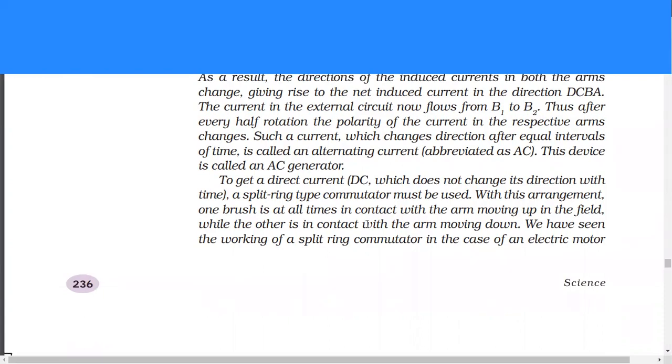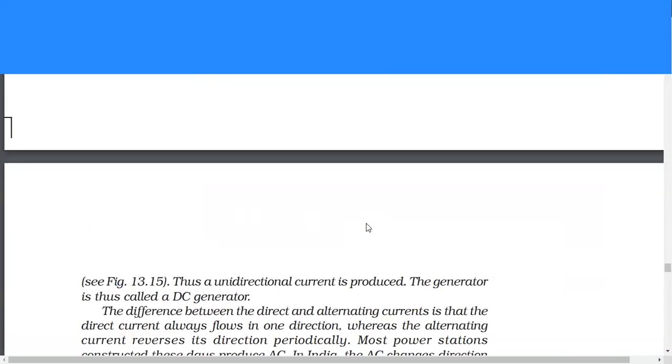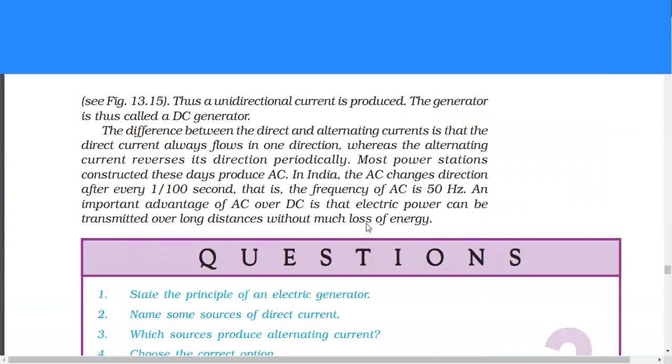To get a direct current DC which does not change its direction with time, a split ring type commutator must be used. With this arrangement, one brush is at all times in contact with the arm moving up in the field, while the other is in contact with the arm moving down. We have seen the working of a split ring commutator in the case of an electric motor. Thus, a unidirectional current is produced. The generator is thus called a DC generator.